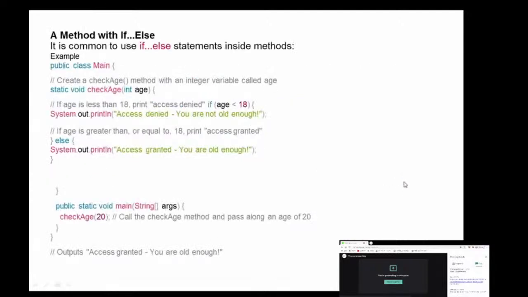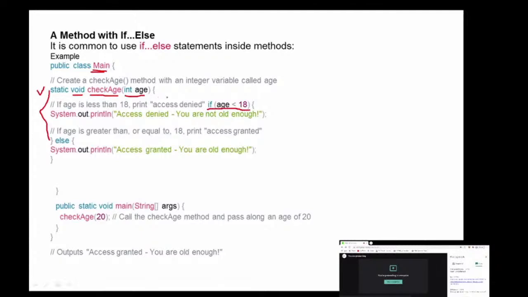Now, a method here has an if-else. So, it is common to use if-else statements inside methods. So, for example, this is the main class. And we have here the first method is void checkAge, and it has parameter int age. Now, unsa ang buhaton ani nga method is it will just print. Okay, it will print access denied, you are not old enough, if age is less than 18.